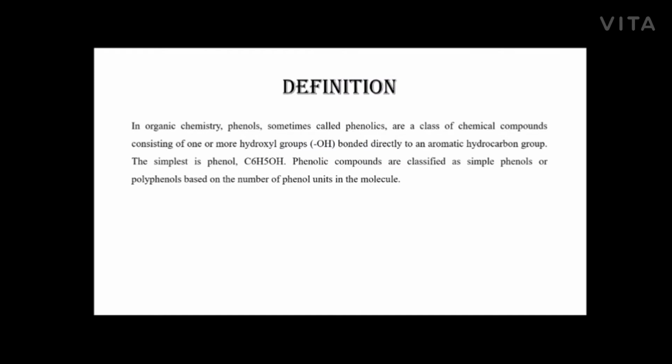So if I start with the definition of phenol, it is basically the class of chemical compounds consisting of one or more hydroxyl groups bonded directly to an aromatic hydrocarbon group. For the aromatic hydrocarbon group, we simply take benzene. If benzene is attached to an OH group, it is known as phenol, right? So phenol can be simple phenols or polyphenols, which is totally based on the number of phenol units in the molecule. As you may see, the structure of phenol.